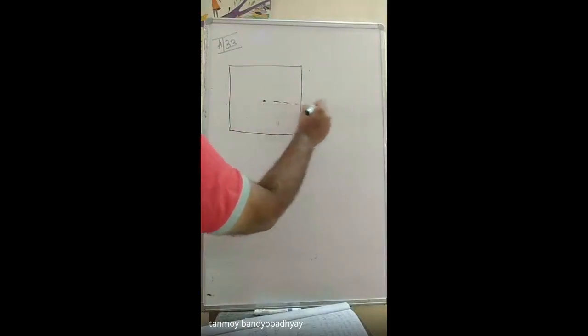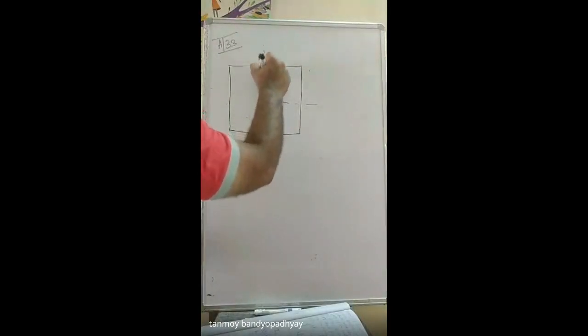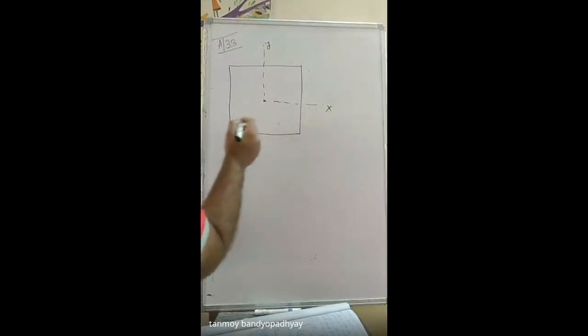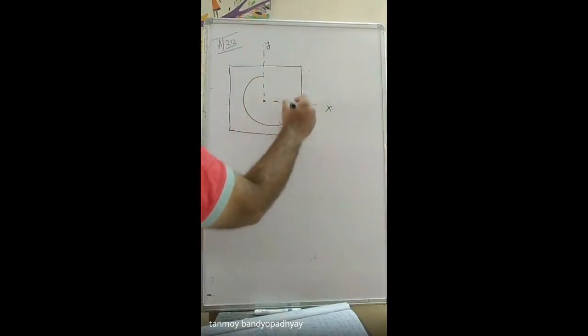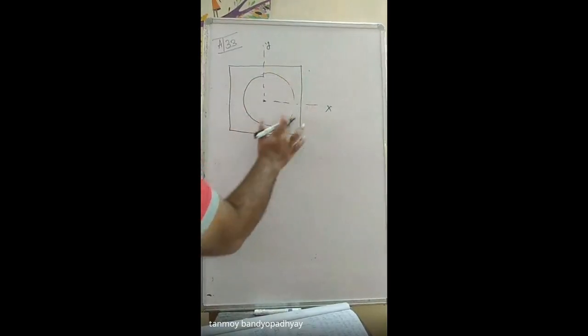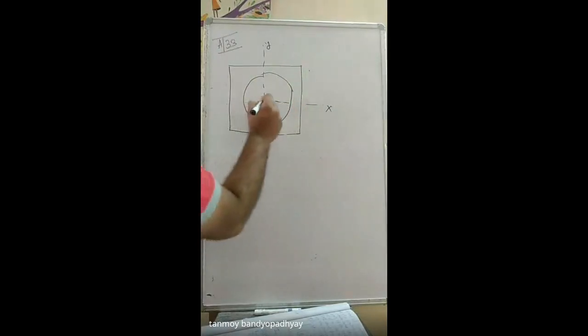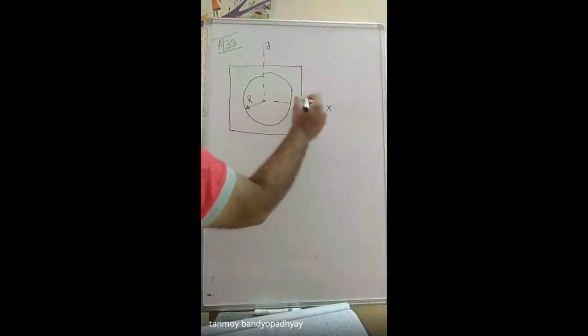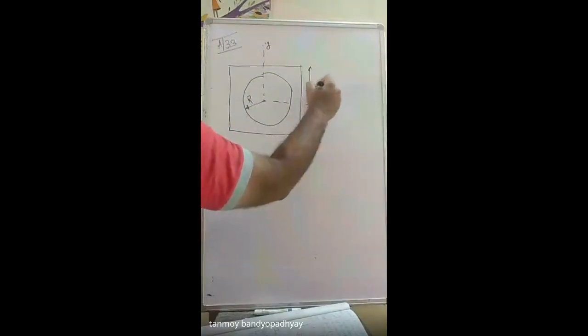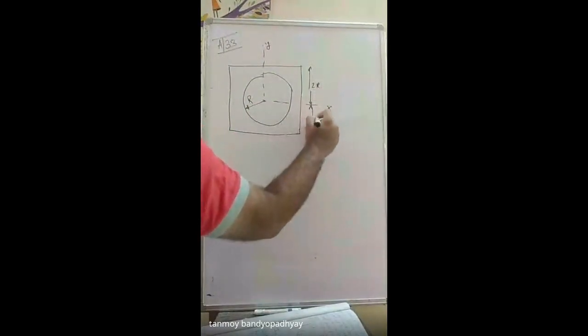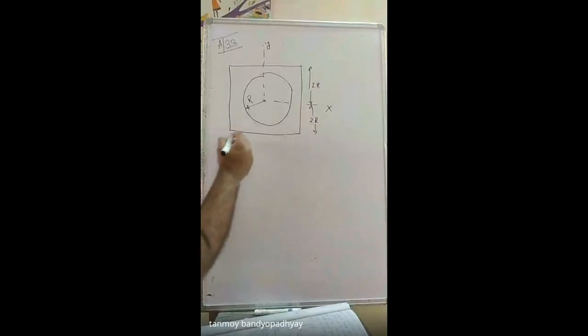The axis is round here. This one is the y-axis, this one is the x-axis, and there is a circular cutout from inside. So there is a circular cutout here. The given things are the radius of this circle is capital R, this length is 2R, and this one is 2R. So it's actually a square of length 4R.